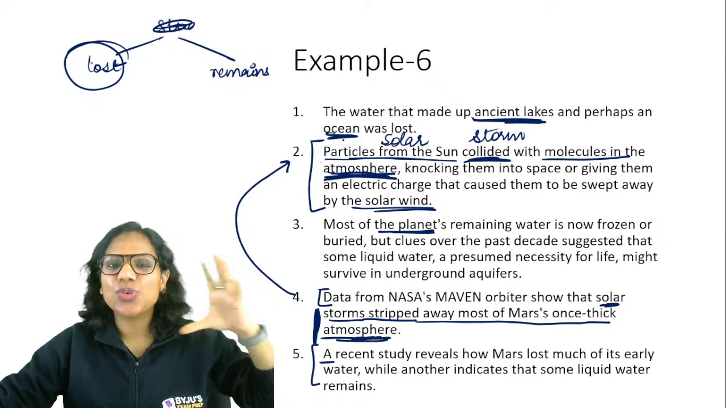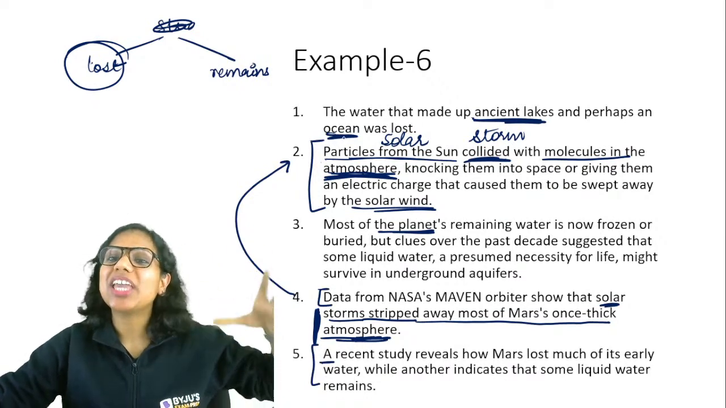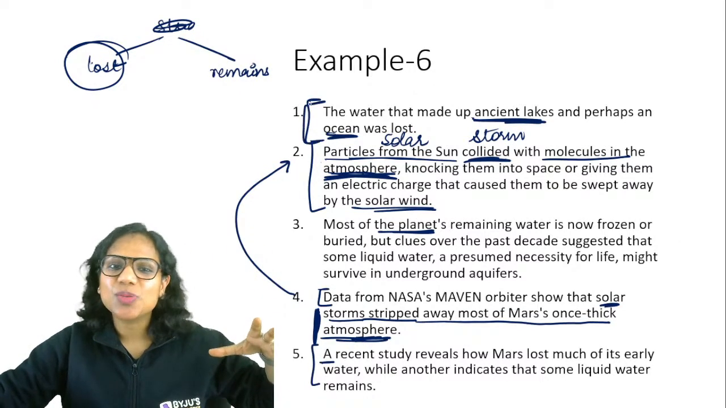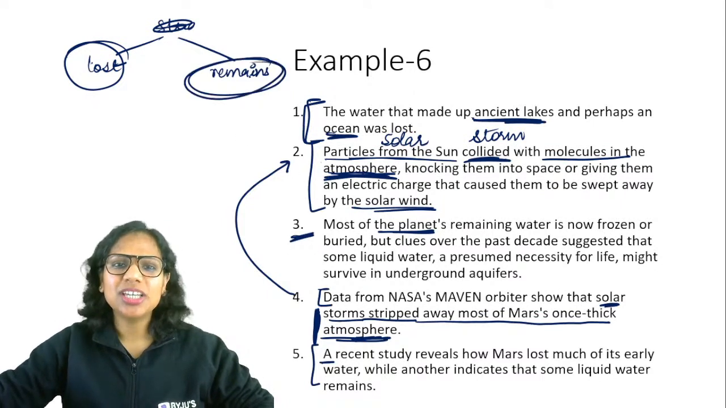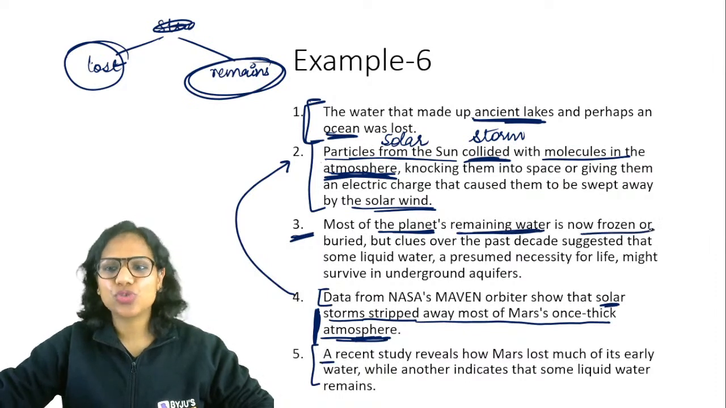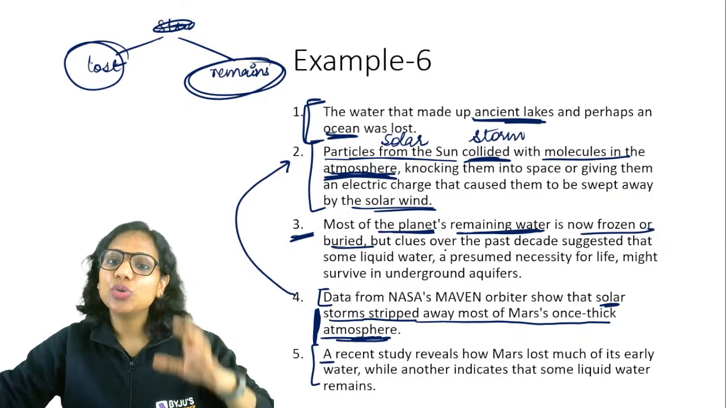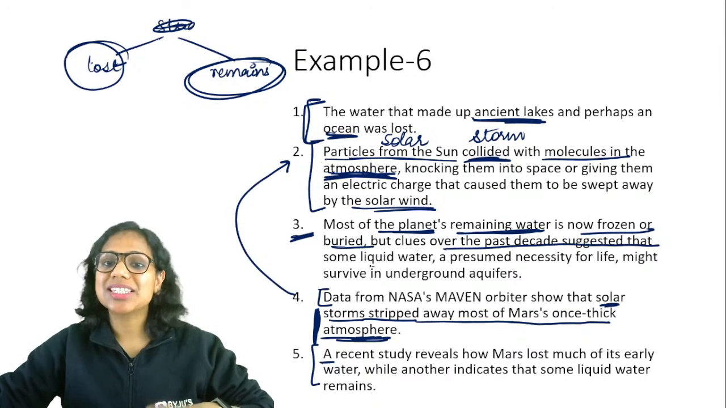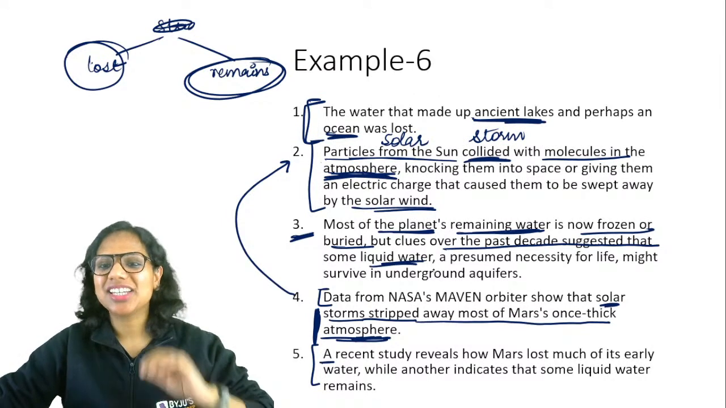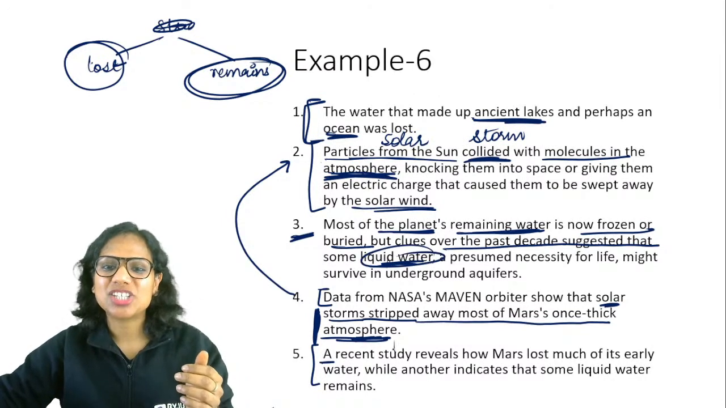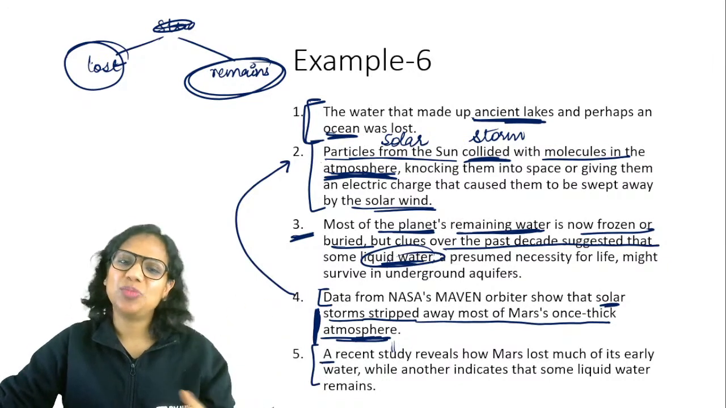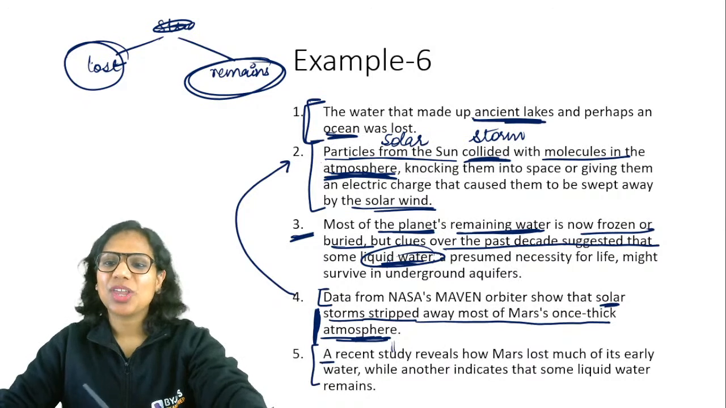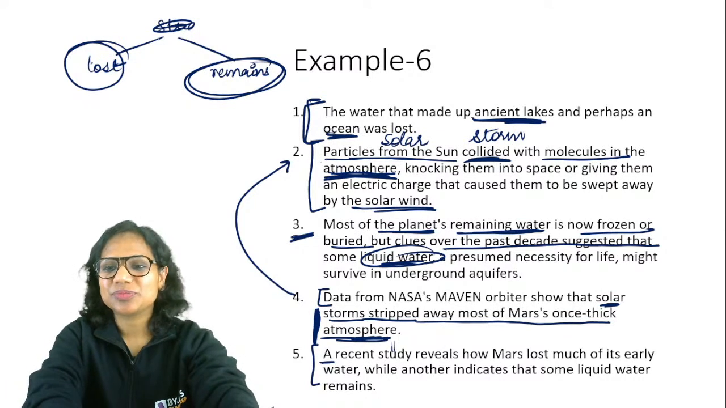Okay, so it was lost from the atmosphere, from the air. So that is why this one does not fit. 3 fits because it is now talking about the other study. Most of the planet's remaining water is now frozen or buried. But clues over the past decade suggested that some liquid water remains, right? So this matches with 5 again, some liquid water remains. So that's why 3 belongs, 1 doesn't. Hope this is clear to everybody.